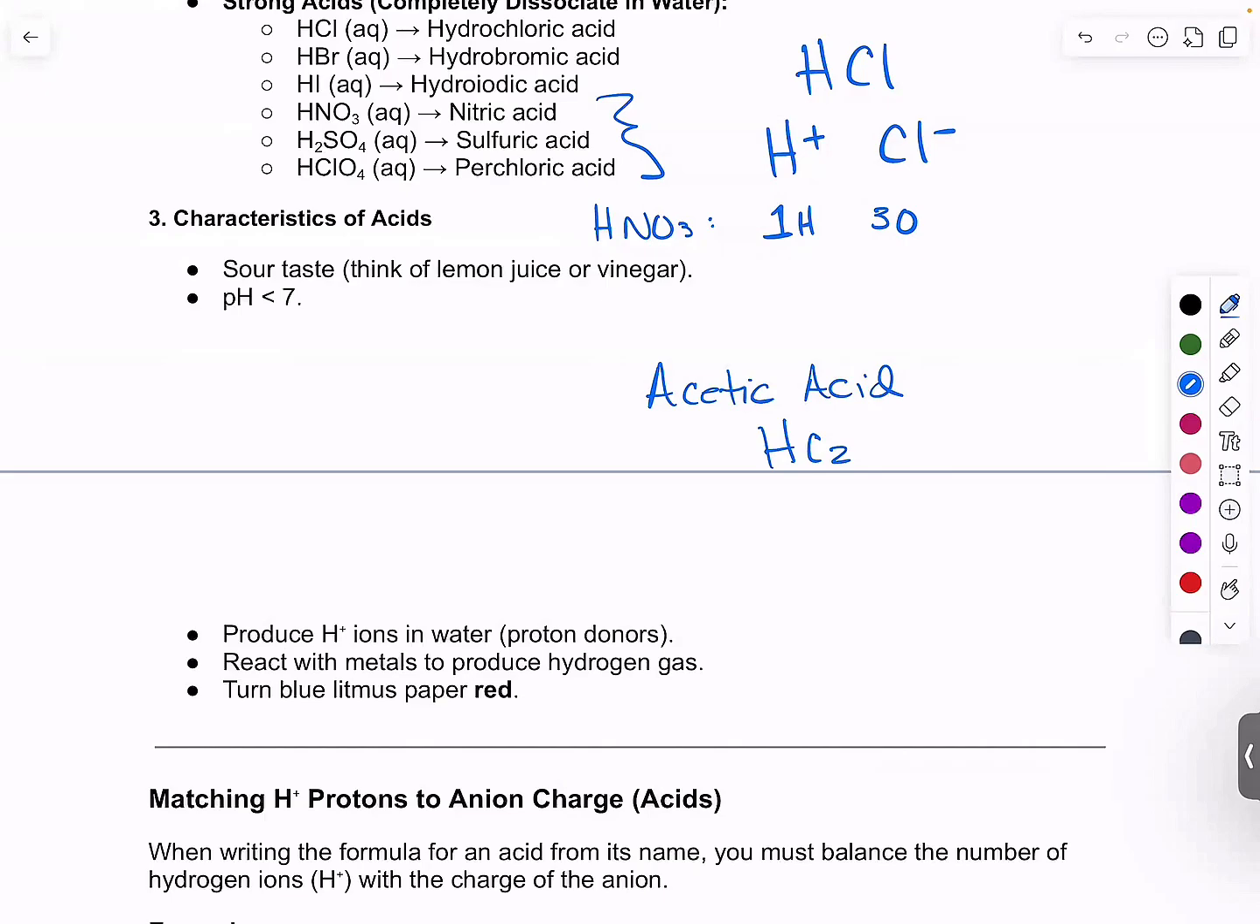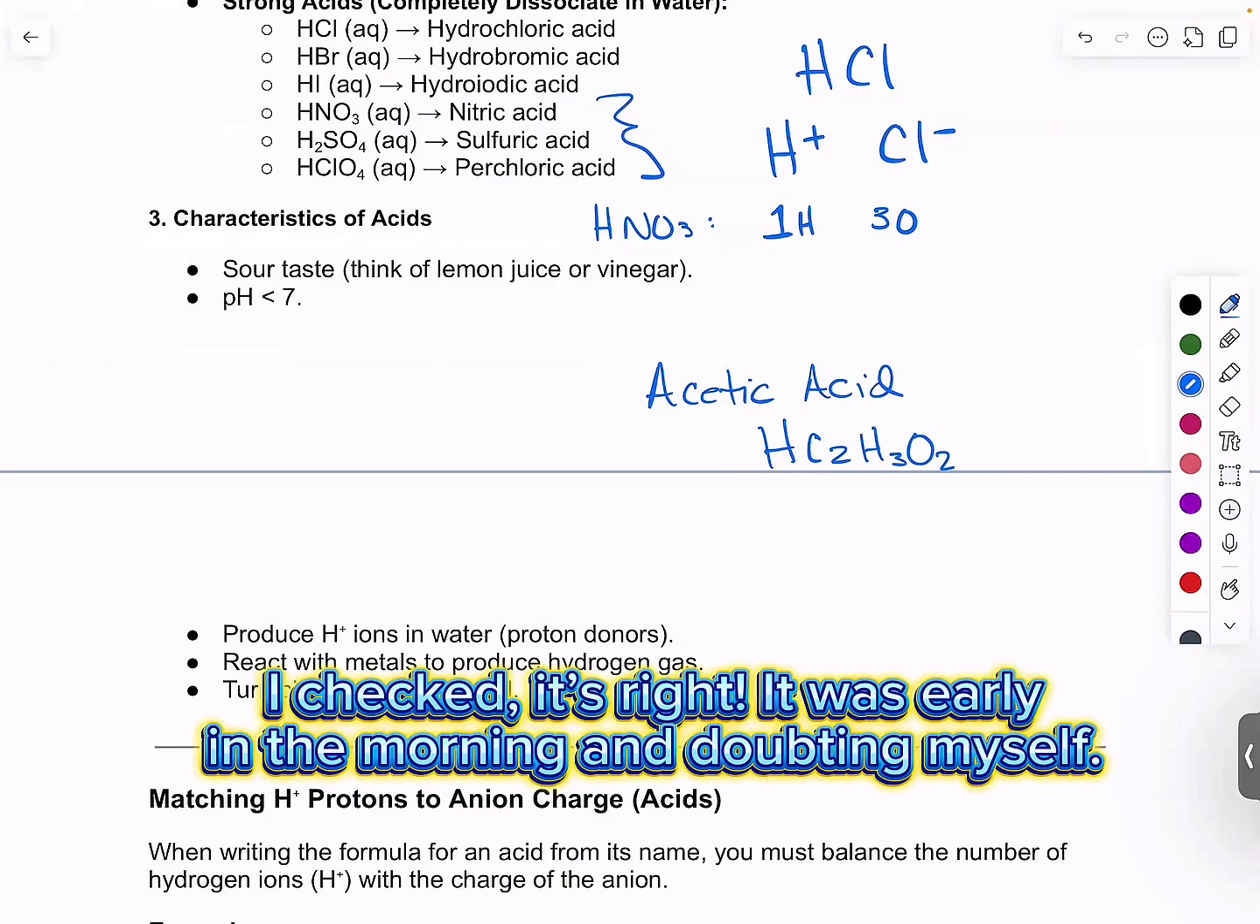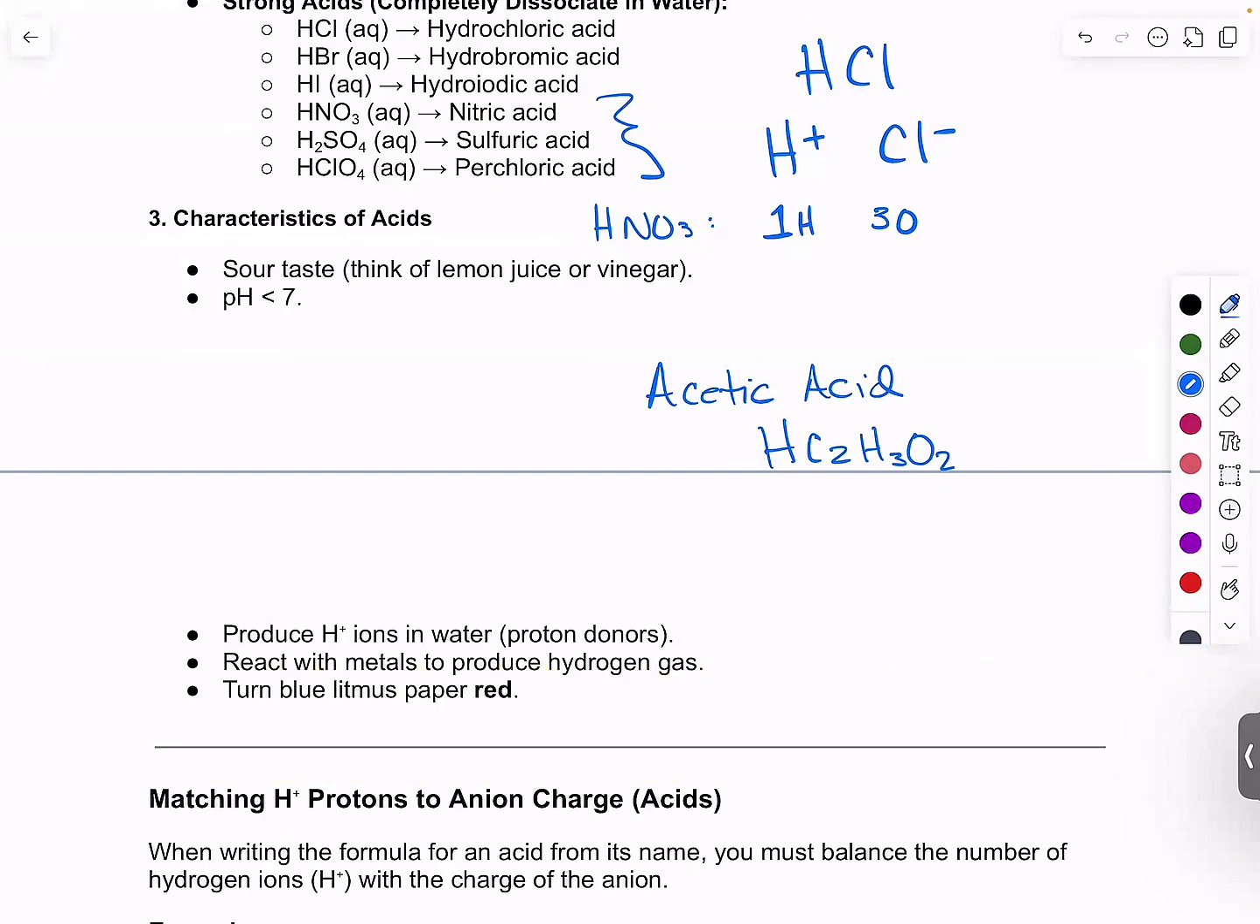HC2. Gosh, I forgot acetic acid, C2H3O2. I believe that's acetate. Anyway, yeah, we can have hydrogen attached to the acetate ion.